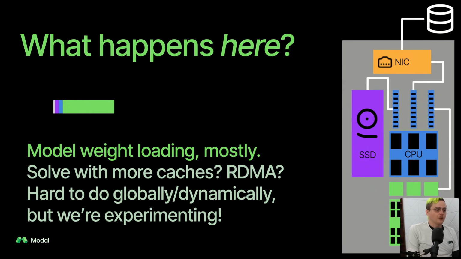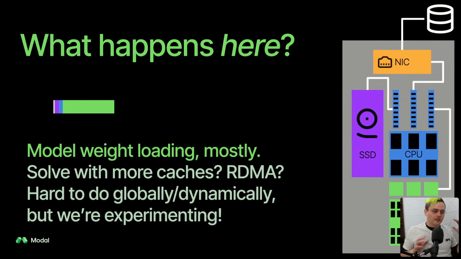So we're thinking about solutions to this. There's some proof of concept stuff out there, but the basic solution is more caches that are specific to model weight loading, that you opt into in user code. Some RDMA solutions, peer-to-peer sharing of this stuff.